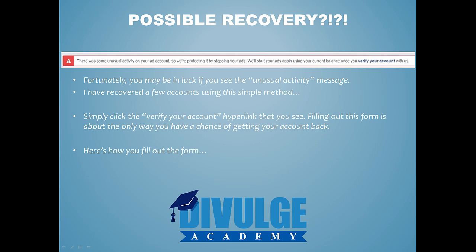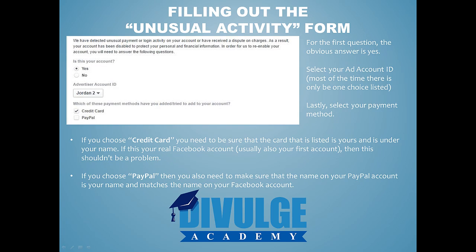Now, there is a possible recovery if you see the unusual activity message. I've recovered a few accounts using this simple method. Simply click the verify your account hyperlink that you see, and filling out this form is about the only way that you have a chance of getting your ad account back. So here's how you should fill out the form.